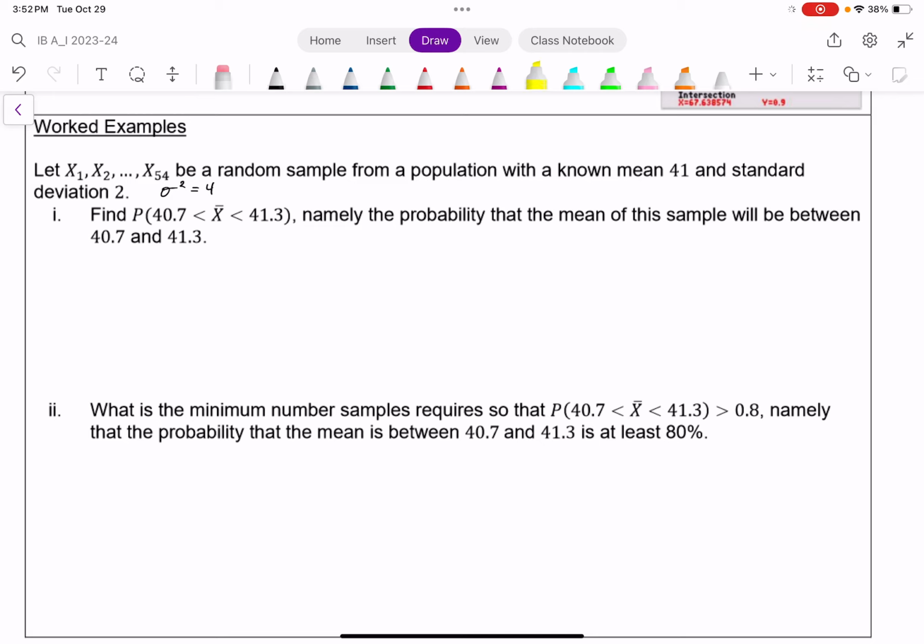So we want to find the probability that the mean of these samples, not the mean of the population, the mean of these samples, is between 40.7 and 41.3, namely the probability that it is between these values. So we can't immediately use all the data of the population because we're just looking at a sample of it.